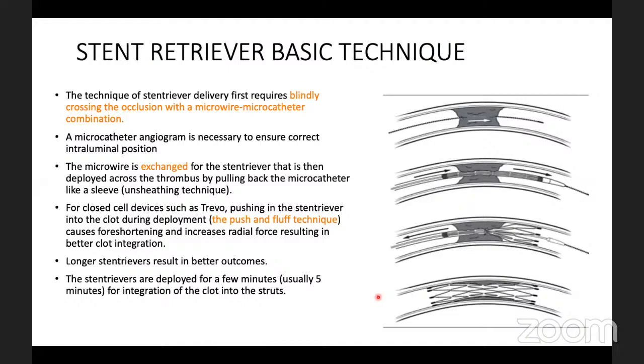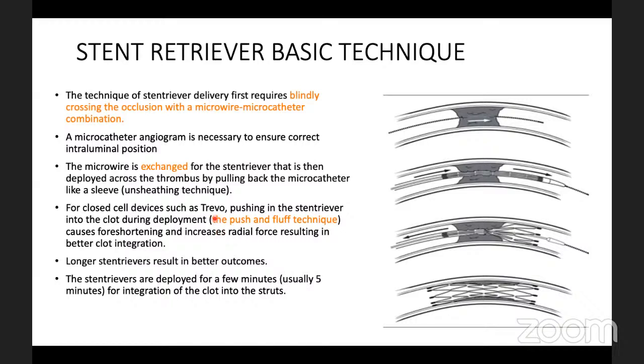So what is the basic technique of stent retriever? The technique of stent retriever delivery first requires blindly crossing the occlusion with a microwire microcatheter combination. A microcatheter angiogram is necessary to ensure correct intraluminal position. The microwire is exchanged for a stent retriever that is then deployed across the thrombus by pulling back the microcatheter like a sleeve. So the standard unsheathing technique is pulling the system back and unsheathing the stent retriever.